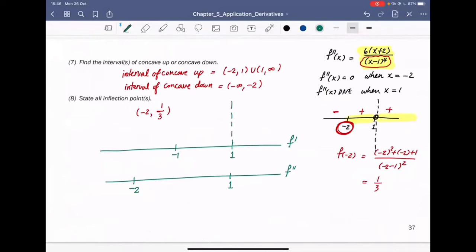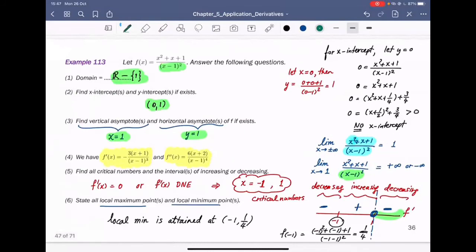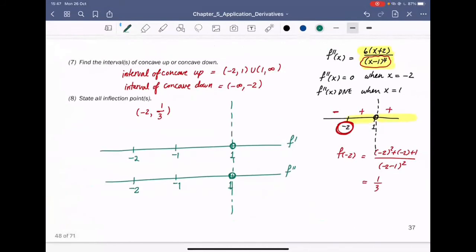At the point x equal to 1, this is not defined. So there is no x, no y value here. It's undefined. Then I can do -2, -1, and the sign for f prime is going to be plus between -1 and 1. Everything else is negative. The sign of f double prime is going to be negative below -2. Everything else is positive.